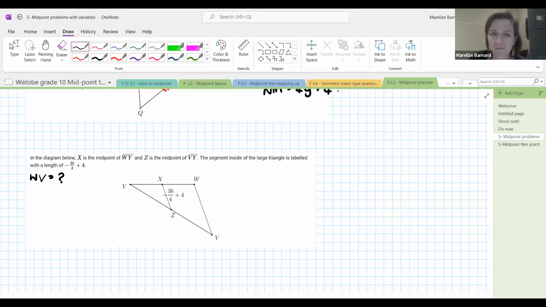Work carefully. So let's just go through our thinking process again. X is the midpoint and Z is the midpoint. So those are equal and those are equal. So we know that these lines are parallel.